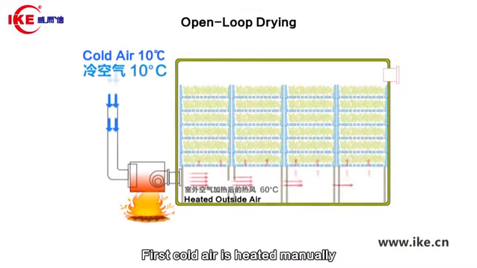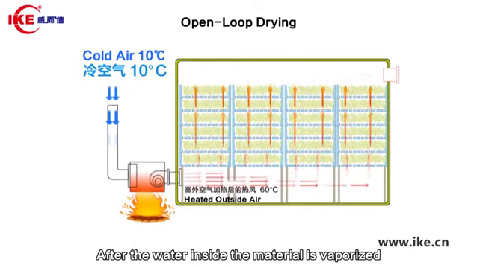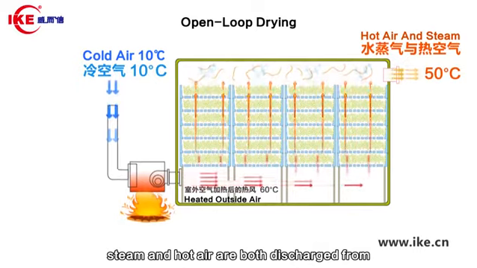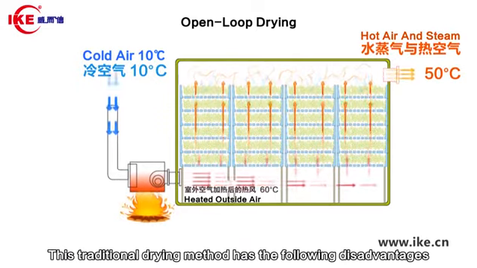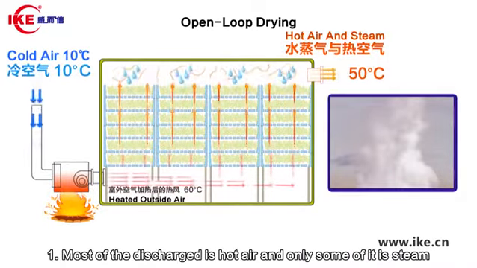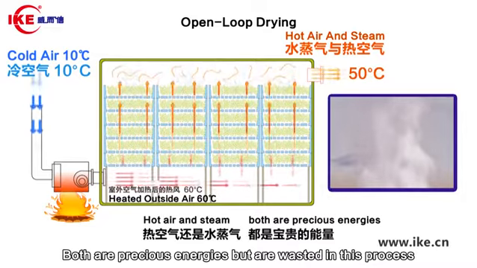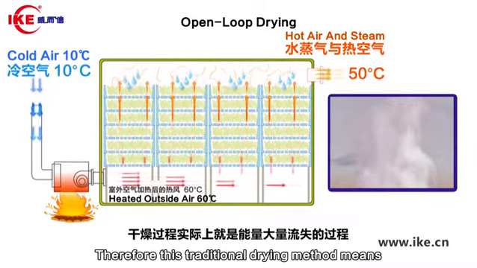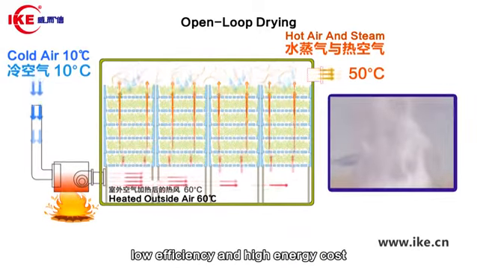First, cold air is heated manually, and then used to warm up the material. After the water inside the material is vaporized, steam and hot air are both discharged from the discharge outlet into the air. This traditional drying method has the following disadvantages. First, most of the discharged is hot air and only some of it is steam. Both are precious energies but are wasted in this process. Therefore, this traditional drying method means a huge loss of energy, low efficiency and high energy cost.